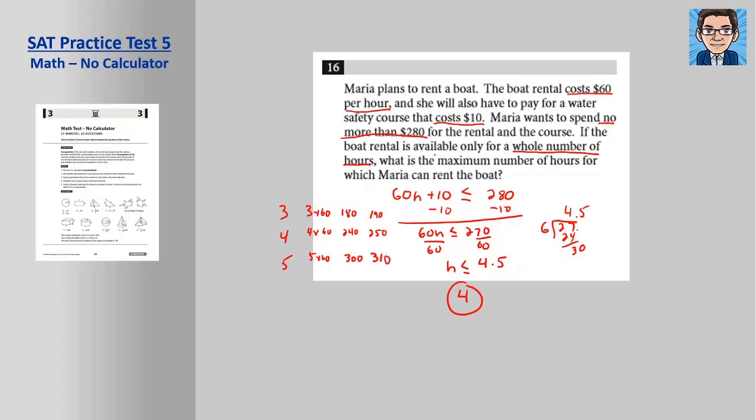So to spend no more than 280, this would work, and this would work, but this would not work. This is more than 280, so we can't spend here, and we're looking for the maximum number. So 3 and 4 would both work, but we want the maximum number of hours, so again we get 4.